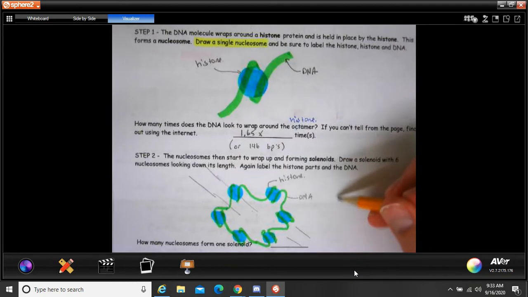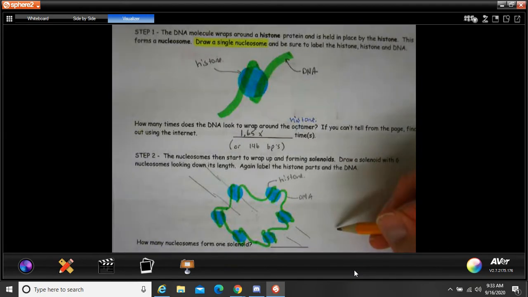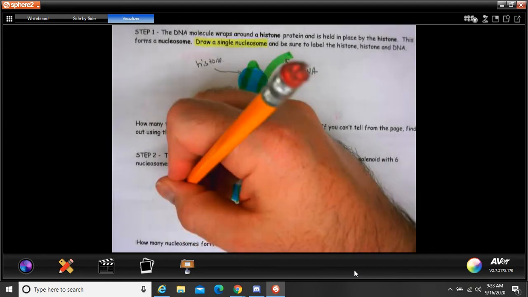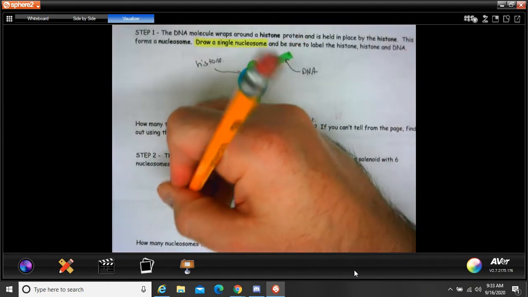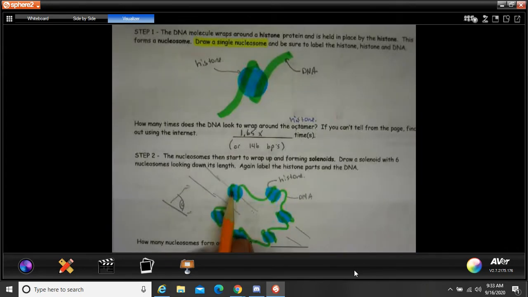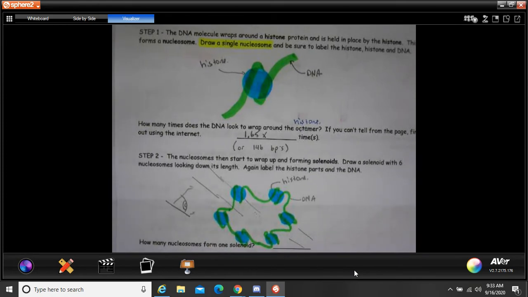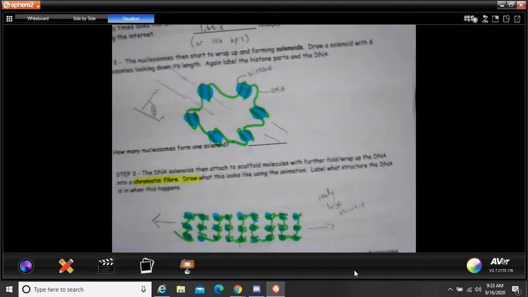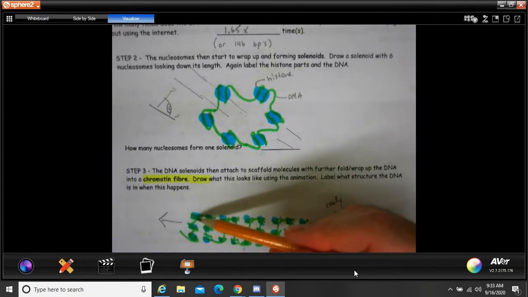Otherwise, you could draw it from a side view if you wanted to, but you would probably only see three of these if you looked at it from the side. So if this was your eye here, you'd probably only see these three histones. You may not be able to see them if you looked at it from the side. Okay. Anyway, so what those solenoids do is they start to wrap around one another and they form these repeating, right?